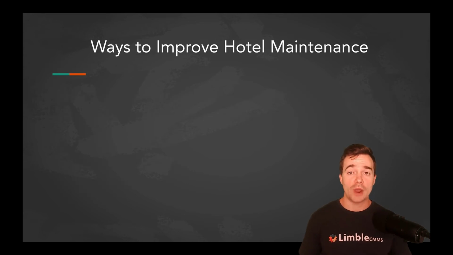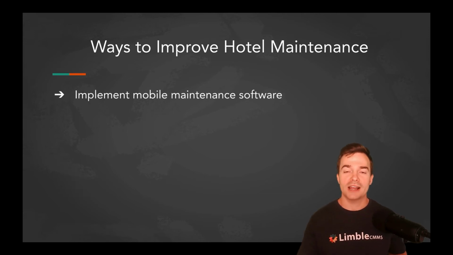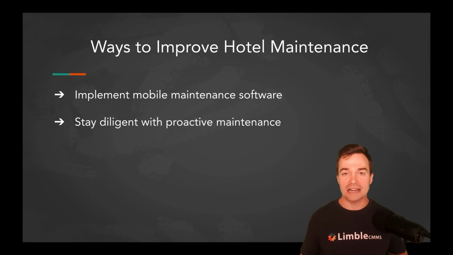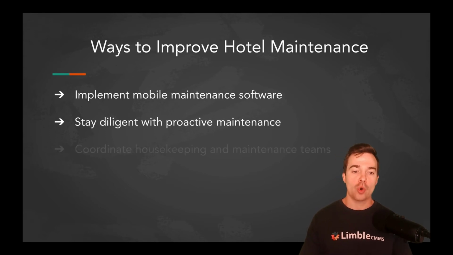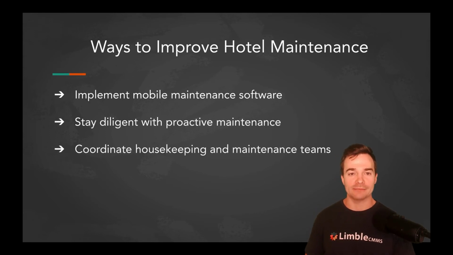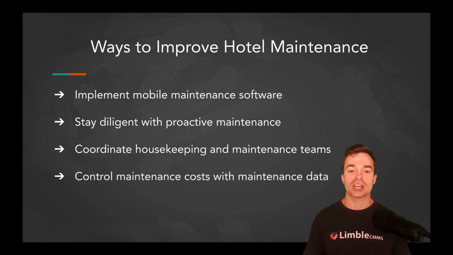And here are a few ways you can improve hotel maintenance. Staying on top of hotel maintenance tasks with a limited budget takes quite a bit of optimization. Some of the ways to make this happen include implementing mobile maintenance software, staying diligent and proactive with maintenance, and coordinating housekeeping and maintenance teams, as well as controlling maintenance costs and maintenance data. Let's take a look at each one of these in more detail.